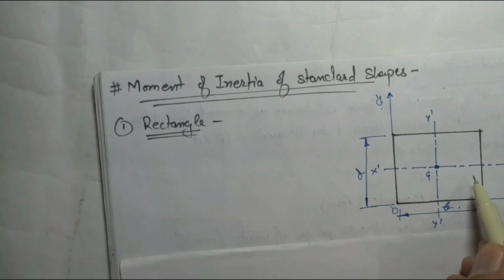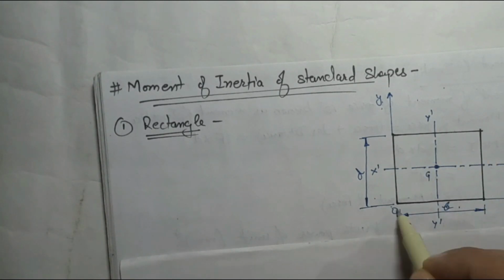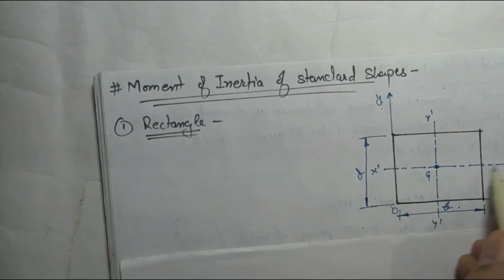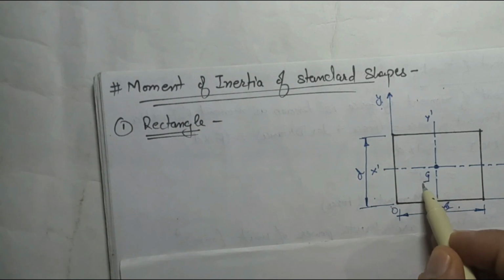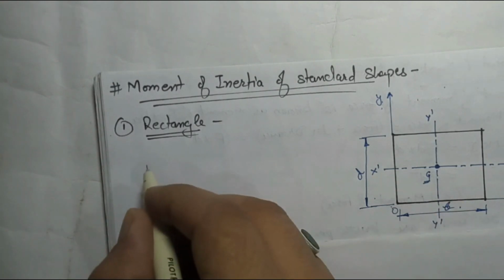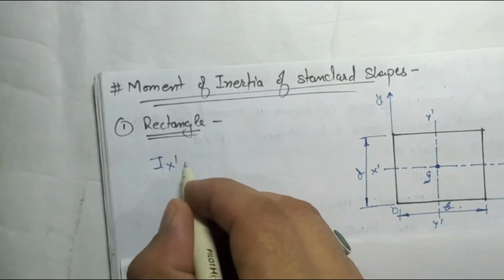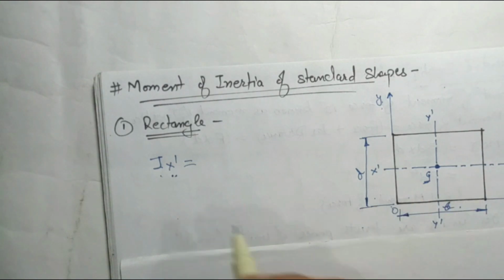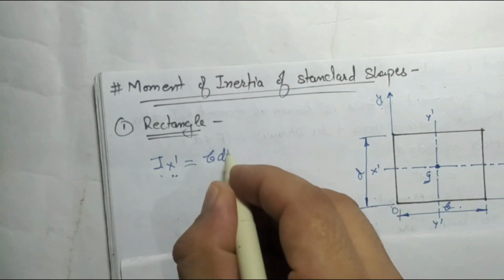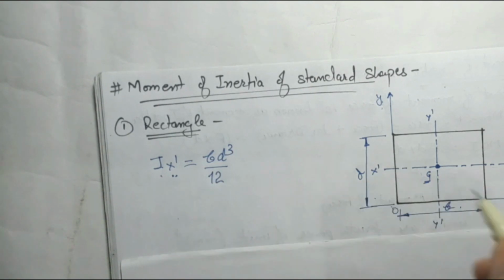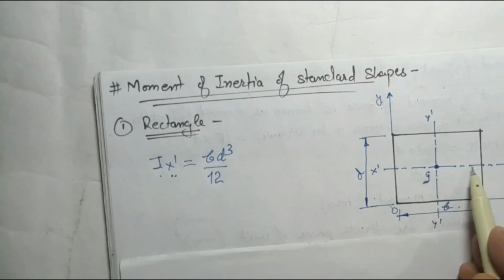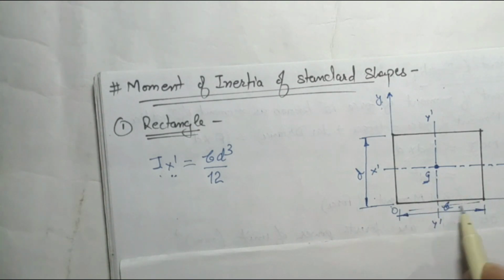If I want to find out the moment of inertia of a rectangular plate, a rectangular lamina, about the x dash axis which is passing through the center of gravity, this G point representing the center of gravity, then the moment of inertia is equal to b d cube by 12. Now what is b? Always remember, the side parallel to the axis about which we are calculating the moment of inertia is b, parallel to the x axis, so it will be b d cube by 12.